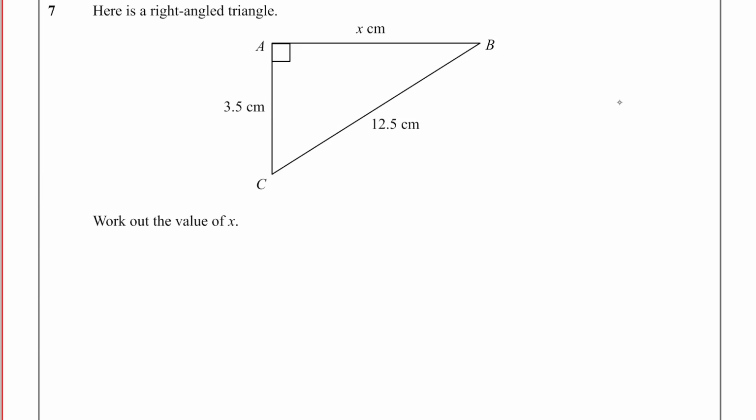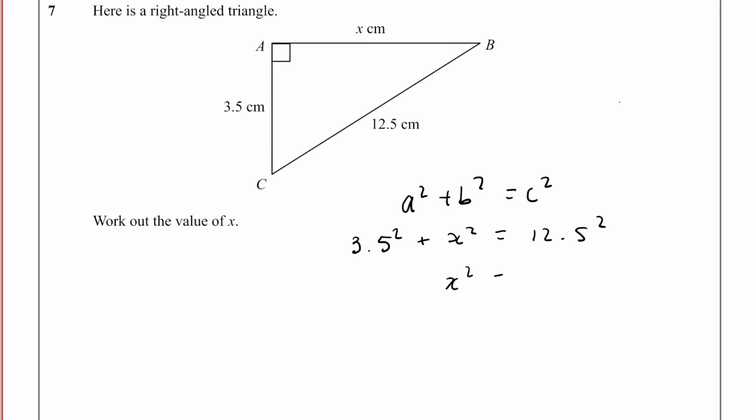Question 7. Here is a right-angled triangle. Work out the value of x. So we've got a Pythagoras question. We've got all three lengths. It's a squared plus b squared equals c squared. The two short sides squared added together equals the long side squared. So we have 3.5 squared plus x squared equals 12.5 squared.